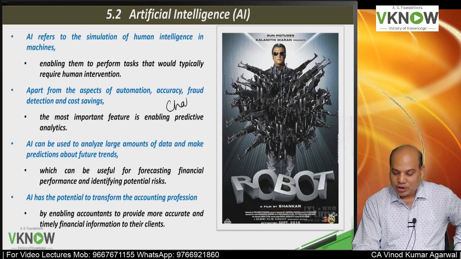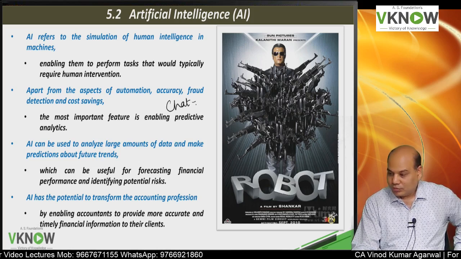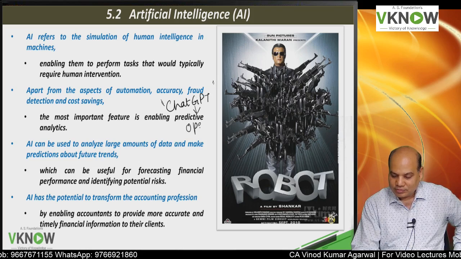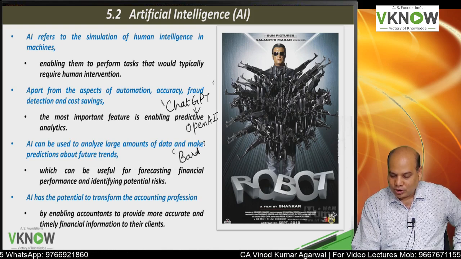Many companies are now working on that. One popular example is ChatGPT, created by OpenAI, or let's say Bard, created by Google.